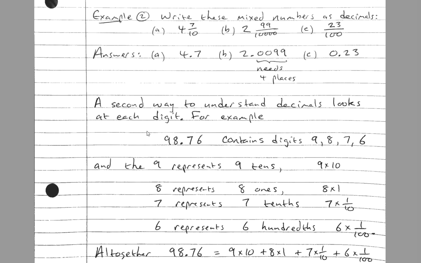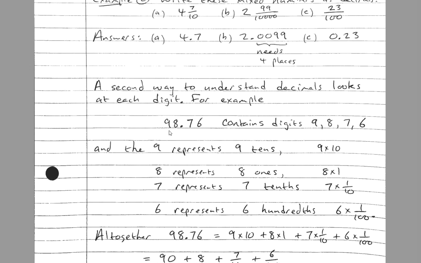All right, I said there was a second way to understand decimals. So the second way is to look at each digit separately. Okay, for example, 98.76. All right, so that contains these digits, a 9, an 8, a 7, and a 6. And what do each of these represent?